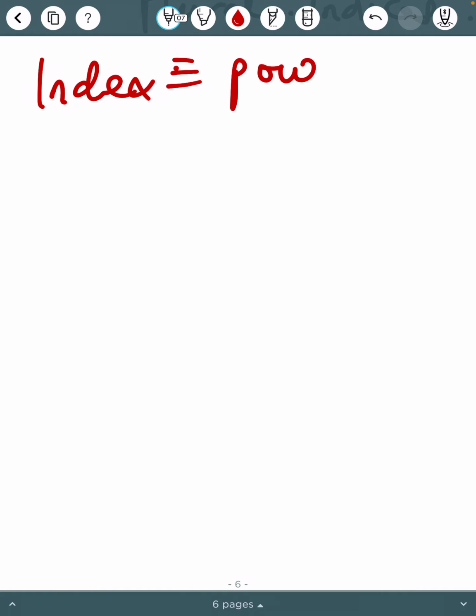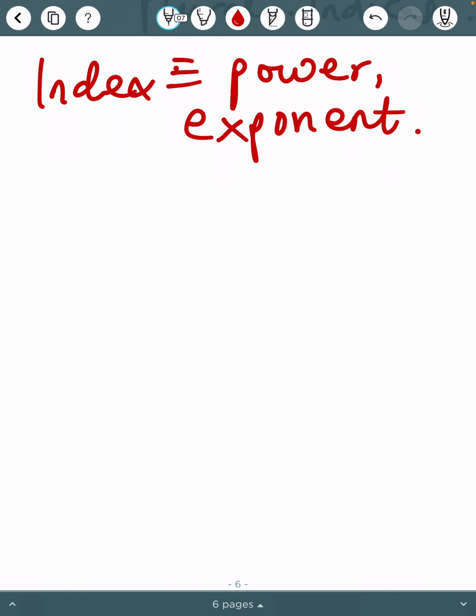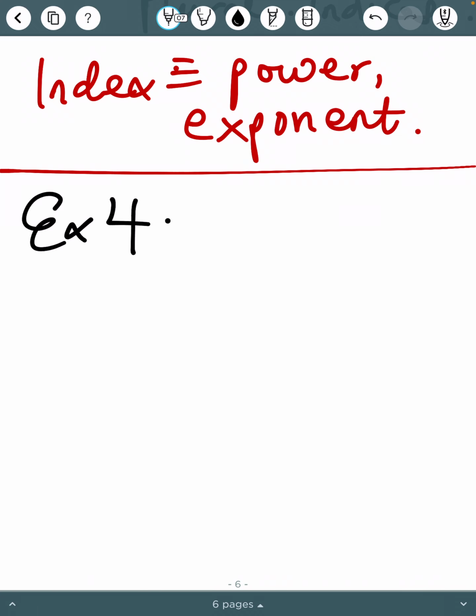An index can also be referred to as a power and or an exponent. So let's look at a related exercise on indices. Here, exercise 4.1. When treating indices, we sometimes start by looking at a few questions on standard form first.